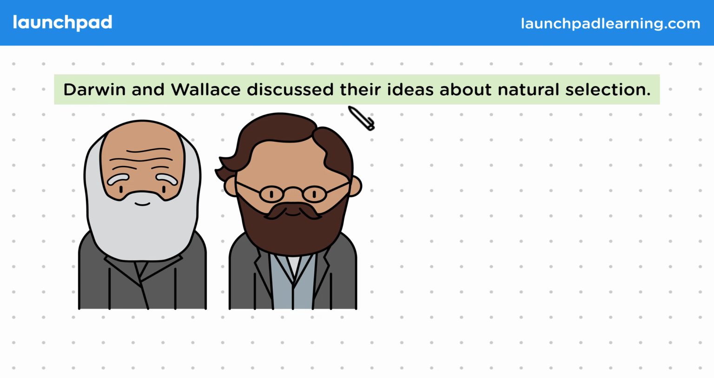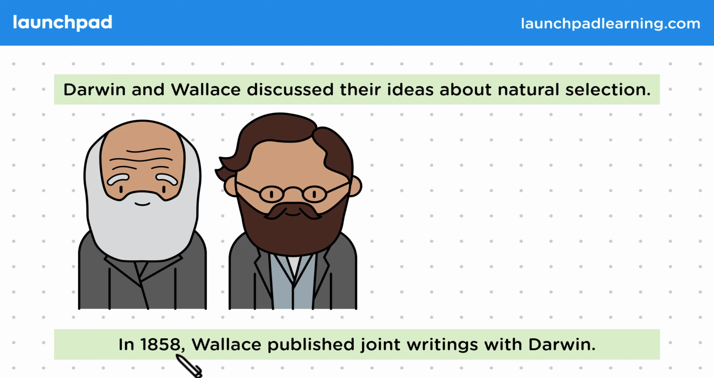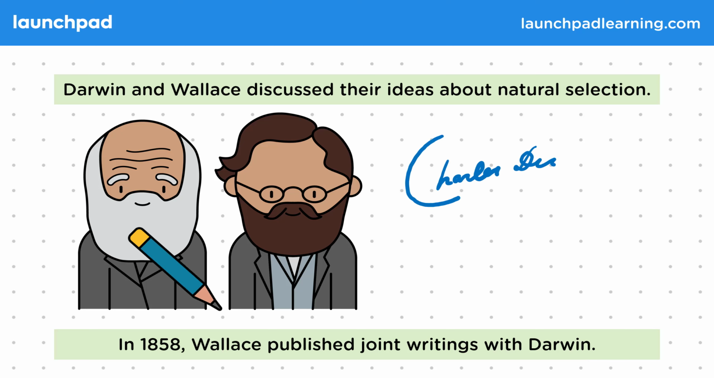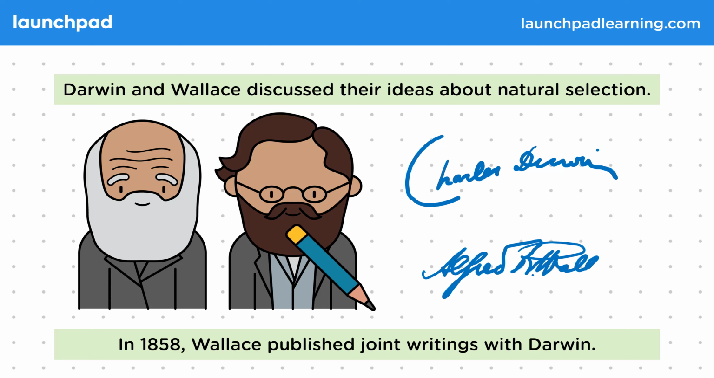Darwin and Wallace discussed their ideas about natural selection. In 1858, Wallace published joint writings with Darwin. So, although Charles Darwin is often thought of as the father of evolution, Alfred Russel Wallace was also very important, as he independently proposed the theory of evolution by natural selection and worked with Darwin before he published his own theory. For the exam, you don't need to know this date, just know that Wallace was around at the same time as Darwin, when there were a lot of developing ideas.